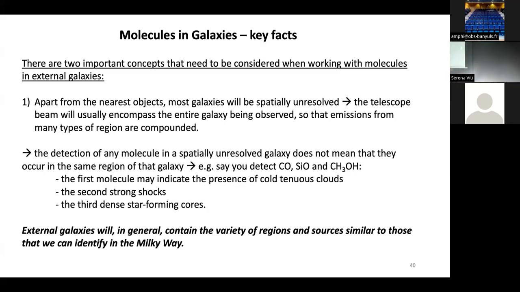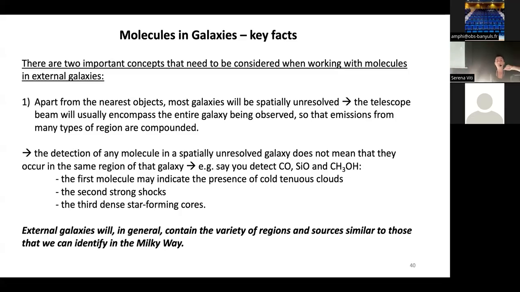This means when you observe molecules, for the exact reason that I mentioned earlier, that different transitions peak at different physical conditions, it doesn't mean that they're coming from the same region. So you have a blob there that you're observing, and say that you observe carbon monoxide, silicon monoxide, SiO, and methanol. Many astronomers, especially in the past, take the ratios of these molecules and then determine the densities, the temperature, etc. But these three molecules are very different and they will arise from different environments.